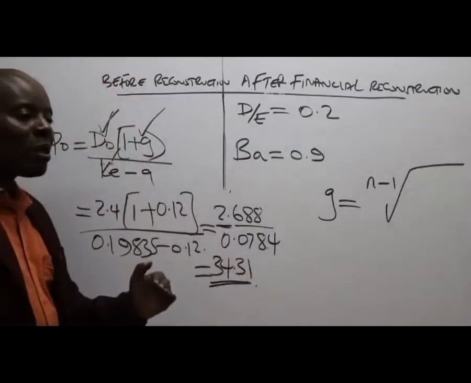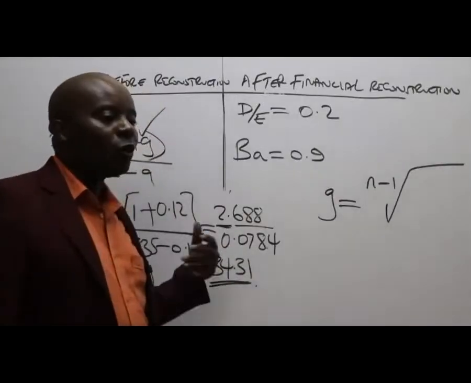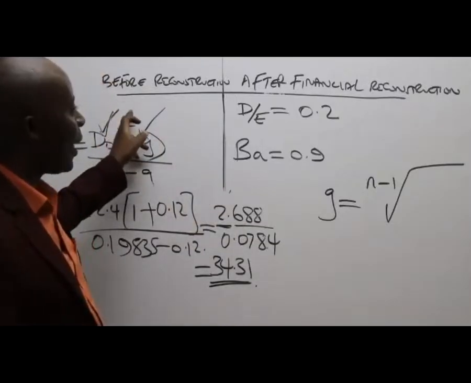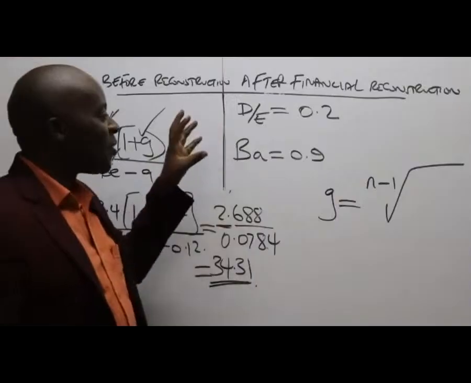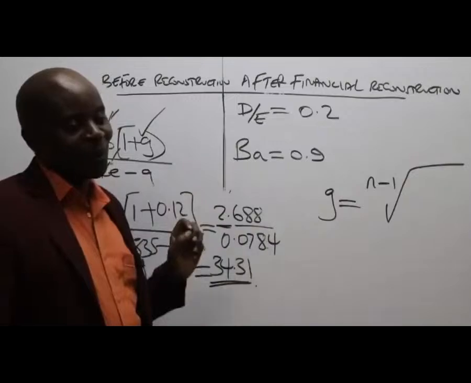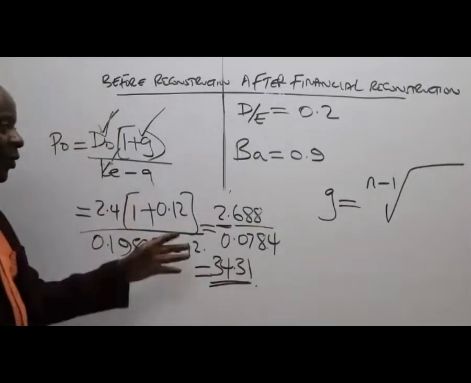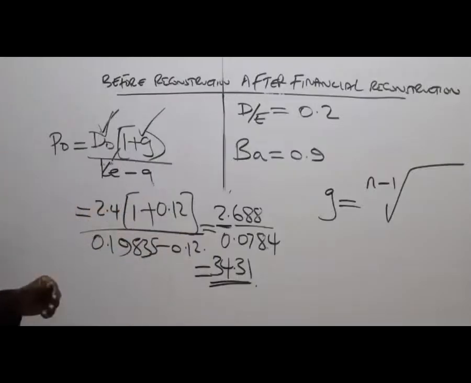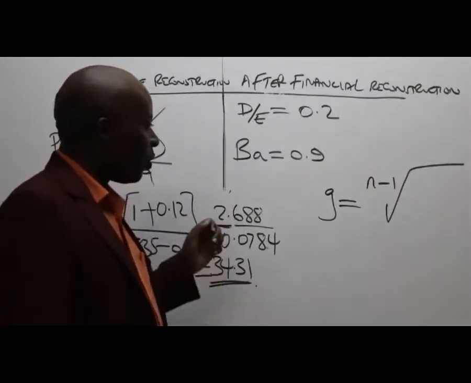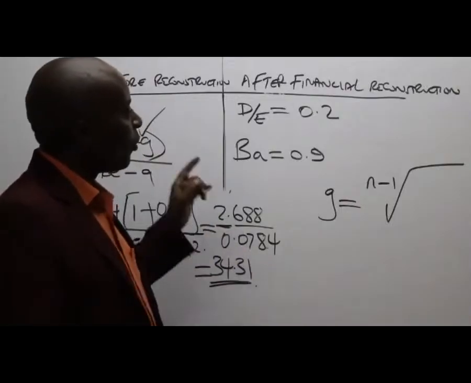But remember that this is the market price per share before reconstruction, when we use this old debt to equity ratio of 0.45. How about the P0 after reconstruction? I would want to move very slowly here for my students to be able to pick the entire picture. I would want all of us to calculate what will happen after reconstruction.